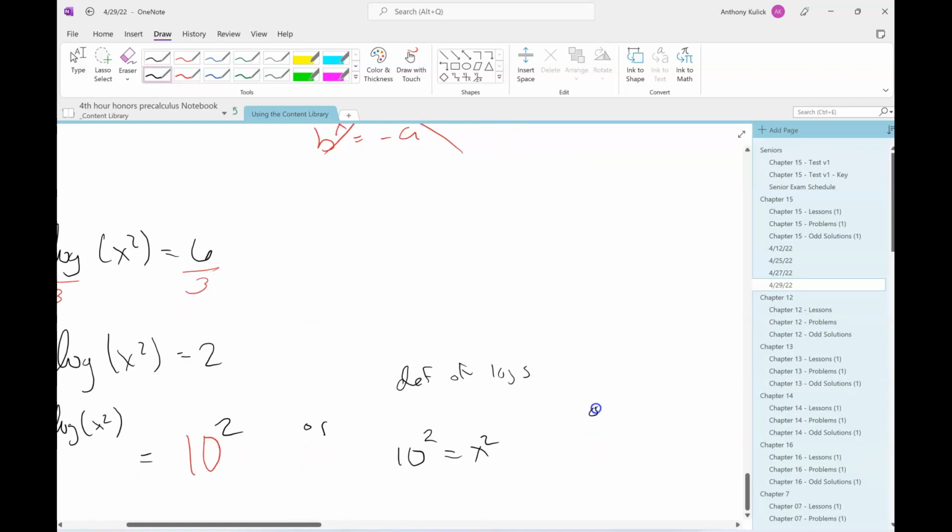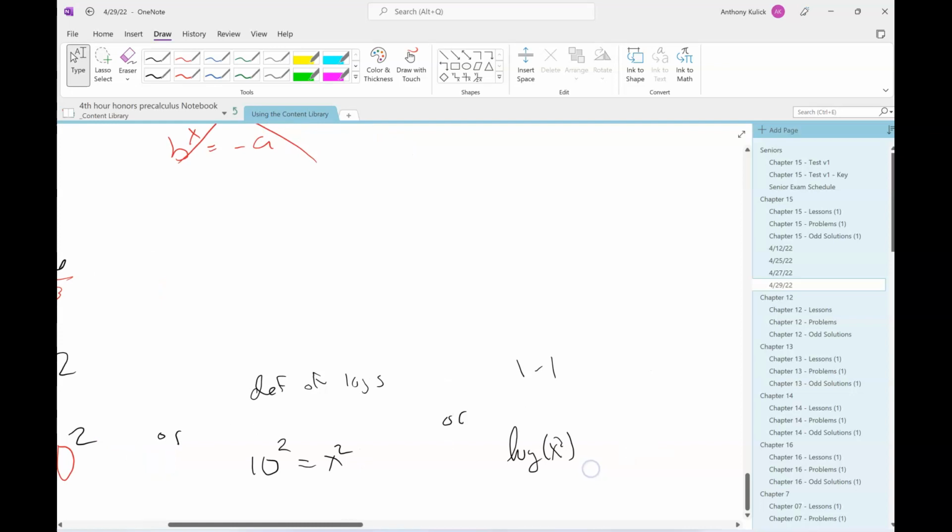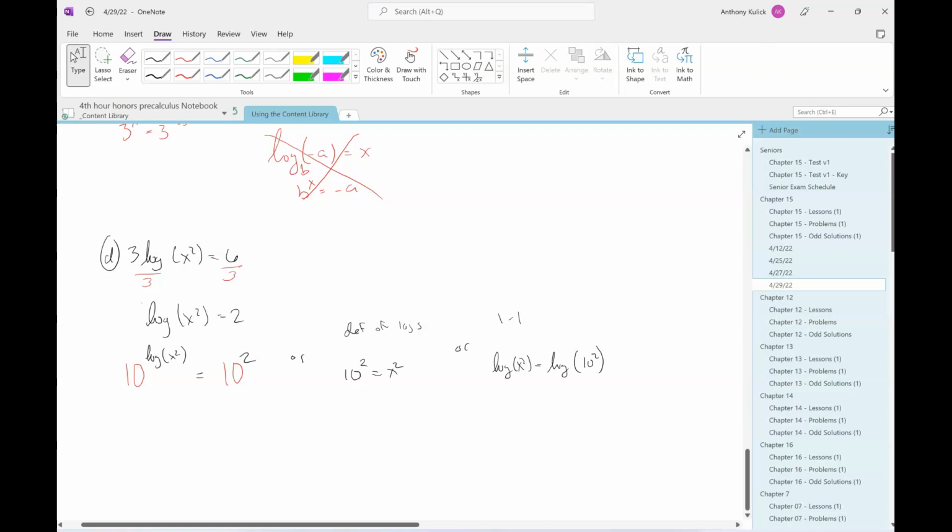Or you could use the one-to-one property and rewrite 2 as log of 10 squared. I like that better. Any of these is fine. They're all doing the same thing. We get x squared equals 10 squared, and here you get x squared equals 10 squared. All of them get to the same place.